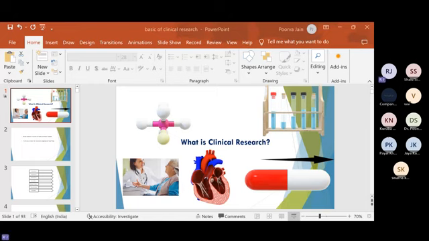Now we have learned about two things: discovery and the preclinical stage of development. Okay. Now the drug molecules will enter into the clinical stage of development.